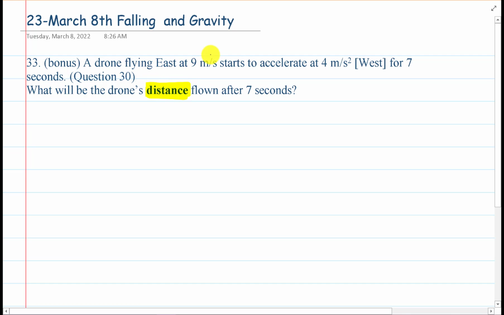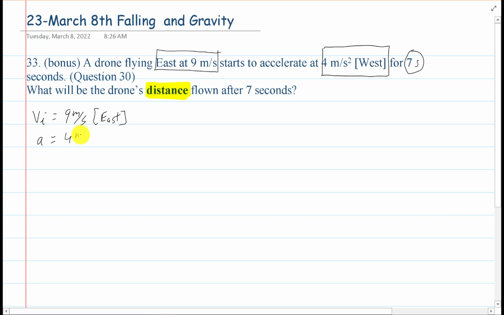A drone is flying east at 9 meters per second, so we have one piece of information there, and accelerates west, and it's for 7 seconds. So those are our three pieces of data here. The initial speed is 9 meters per second east, and the acceleration is 4 meters per second squared west, and the time is 7 seconds.